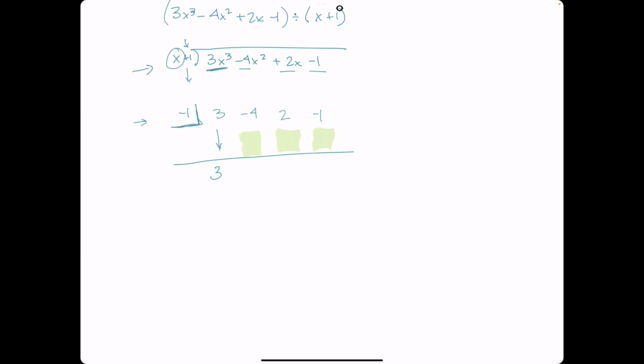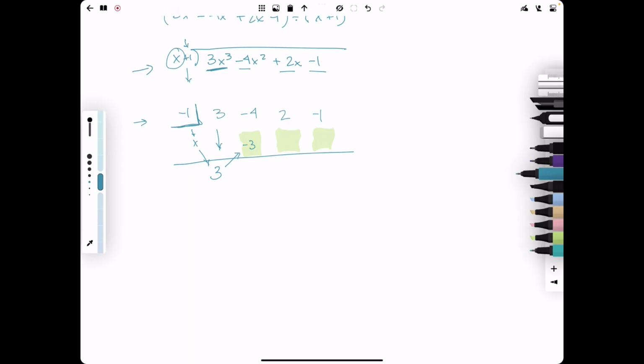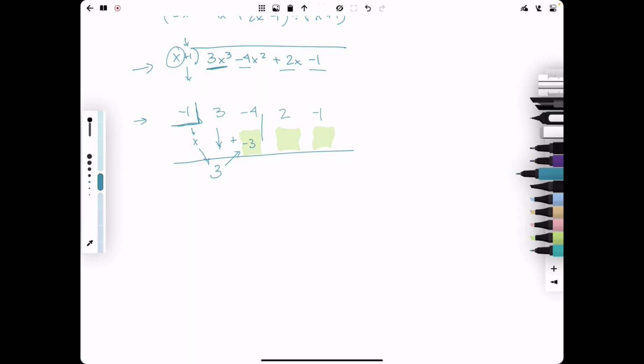And then we're going to multiply the -1 times the 3, and plop it up in that first green box. -1 times 3 is -3. Then we get to add and bring that down. So -4 plus -3 is -7. Yep. And I'm going to multiply again: -1 times -7.